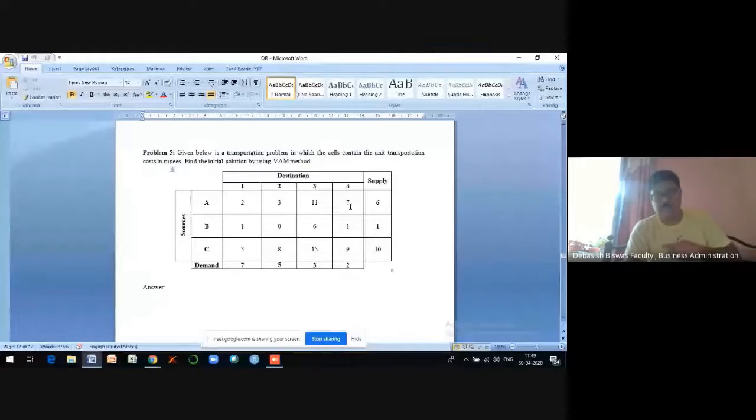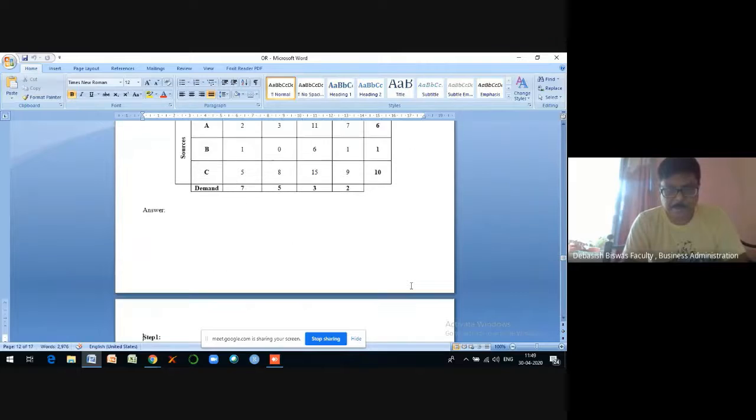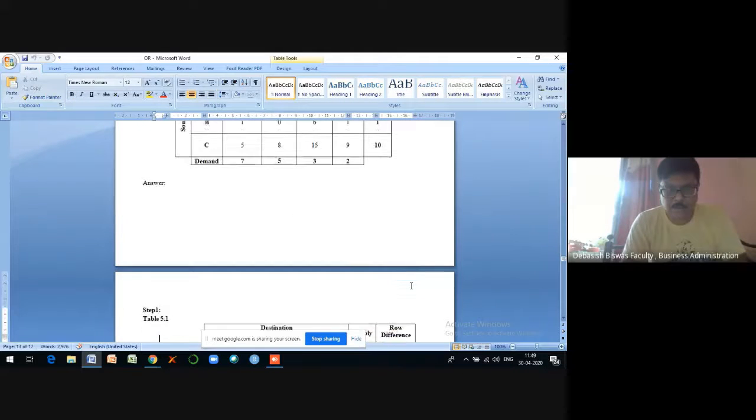Right? Then 7 and 1. So the 6 will be written here. So just to write the values in your copy. So we are moving to the next table. And we will understand.